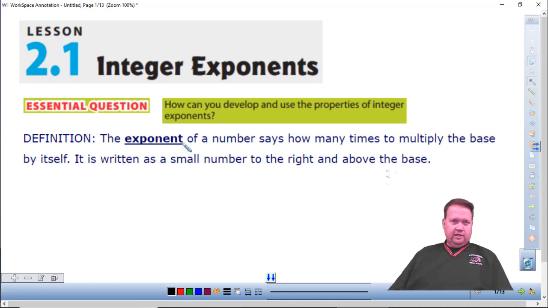All right, let's get started. On Module 2.1, we're going to take a look today at exponent rules and integer exponents.